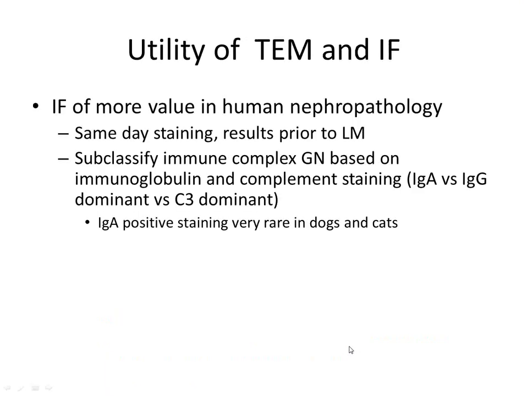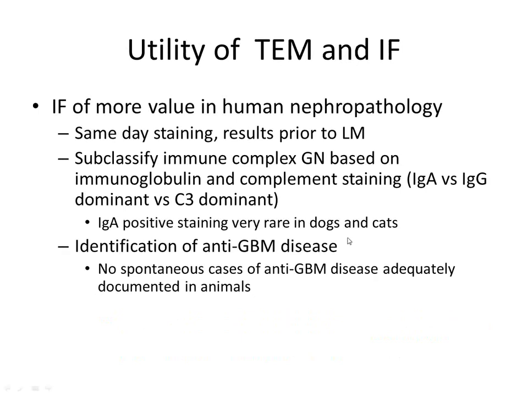Okay, and just a quick aside, when we do immunofluorescence, it's actually very valuable in human nephropathology. It is confirmatory in veterinary nephropathology at this stage. The reason it's so valuable in humans is that they get the IF usually the same day the biopsy is submitted, so they can tell within 8 hours of getting the biopsy whether or not it's immune complex mediated. Our turnaround time is, I think, now at like a week and a half. So it's a little slower in veterinary medicine, which is obviously understandable.